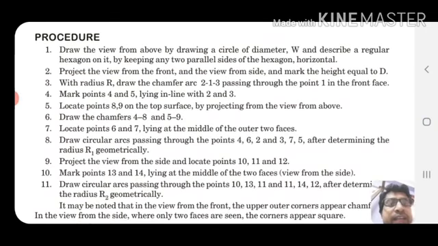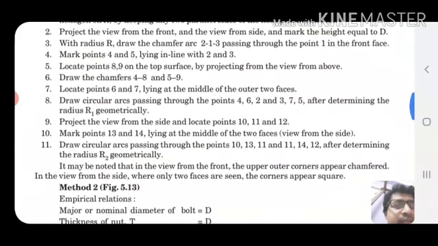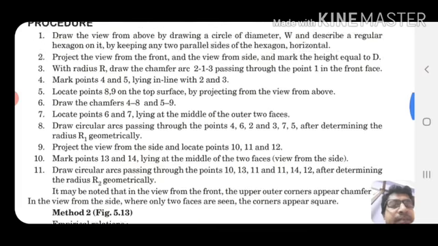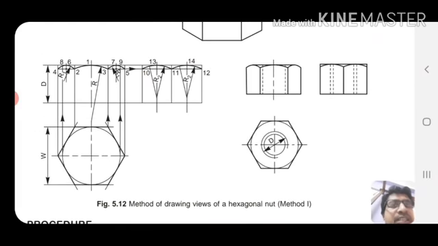Locate points 6 and 7 lying at the middle of the outer two faces. Draw circular arcs passing through the points 4, 6, 2, 3, 7, 5 after determining the radius R1 geometrically. Project the view from the side and locate the points 10, 11 and 12. Then mark points 13 and 14. This is the side view.